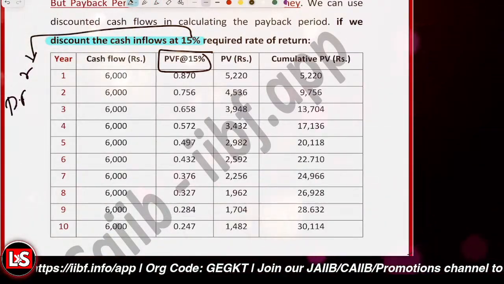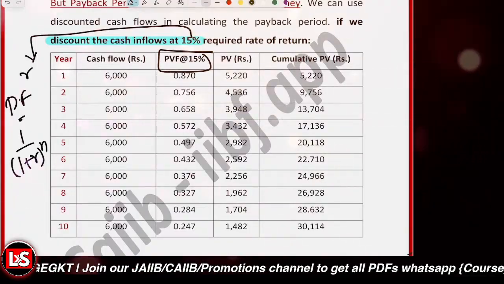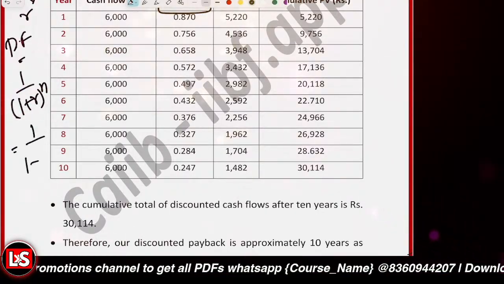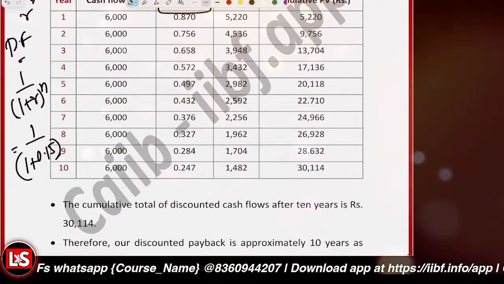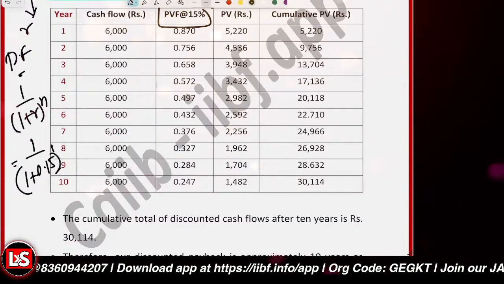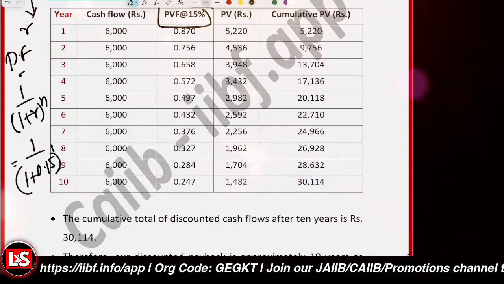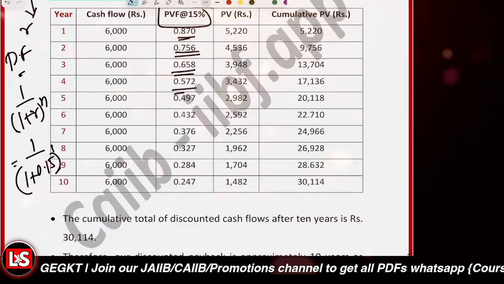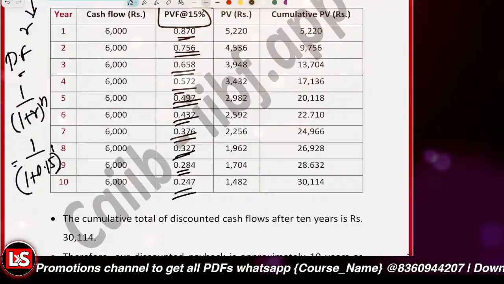What is the discounting factor formula? It is 1 divided by 1 plus r raised to power n. So for the first year, the discounting factor will be equal to 1 divided by 1 plus 0.15, because the decimal value is to be taken, raised to power n, first year it will be 1. So it will be 1 divided by 1.15. That comes out to be 0.869, that is 0.87. For the second year, 0.756 and so on for the different years. Getting it? So this is how we get the discounting factor value.